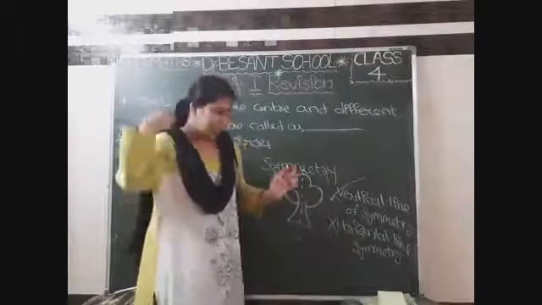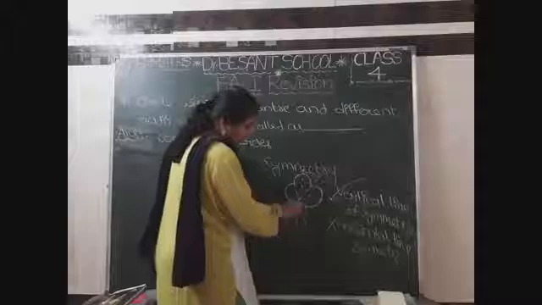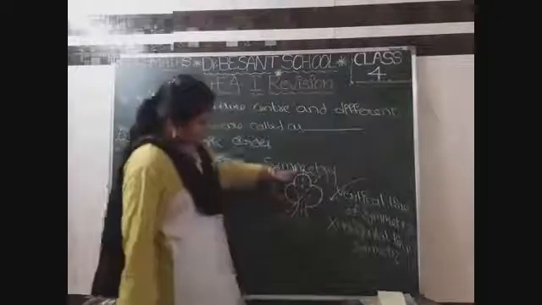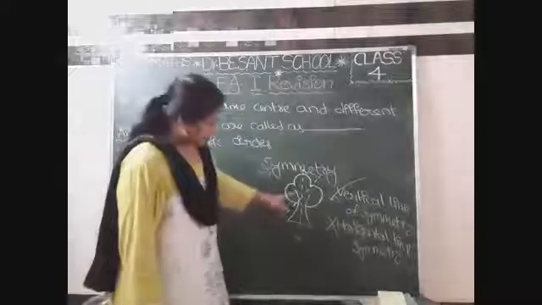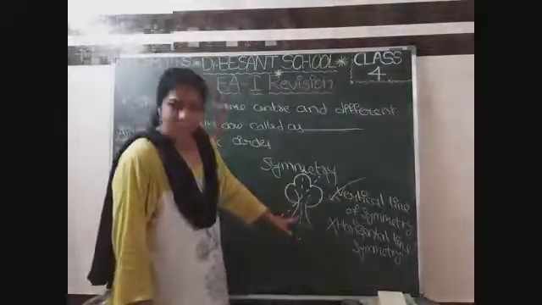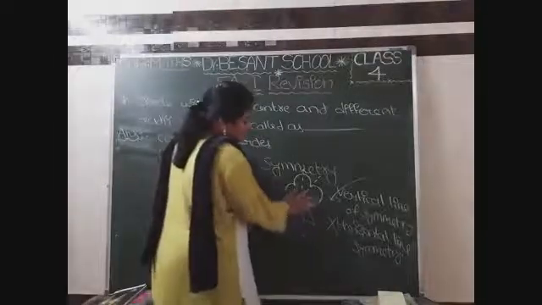Understand children? Now we will check the slant line of symmetry also. Slant means what? Like this. This is the slant line of symmetry. Does this tree contain the slant line of symmetry? These are leaves. Some part is leaves and some part is stem. Means this tree does not contain the slant line of symmetry also.